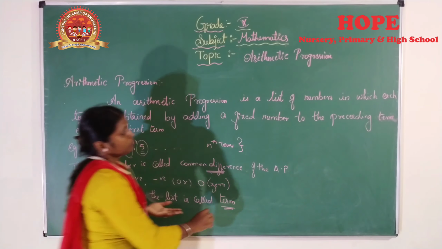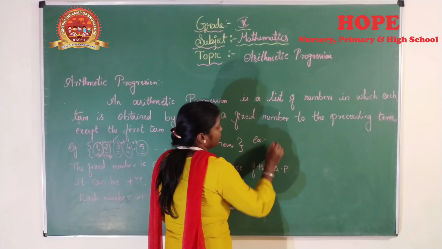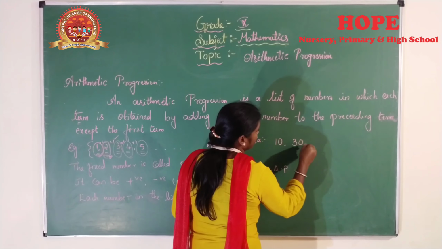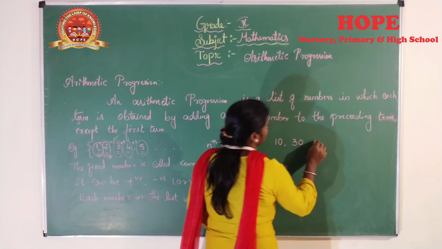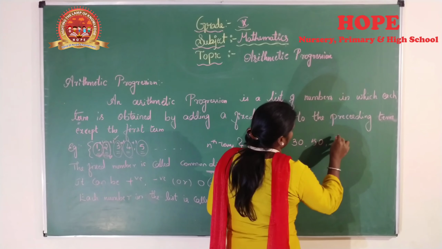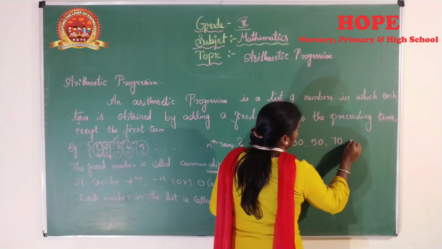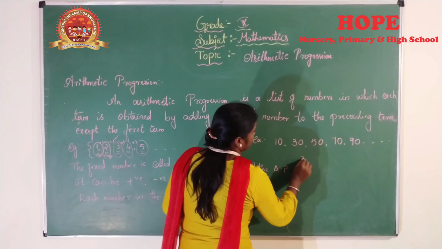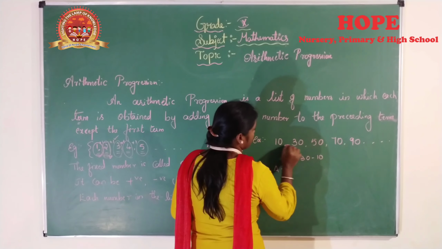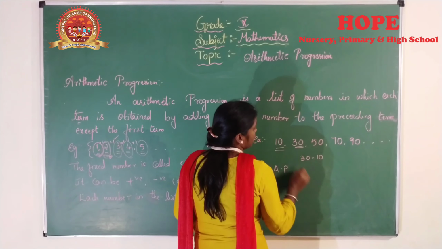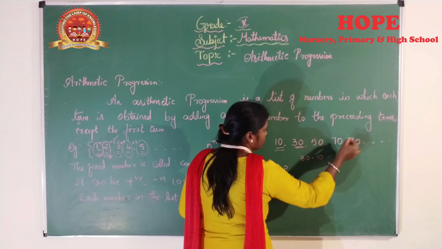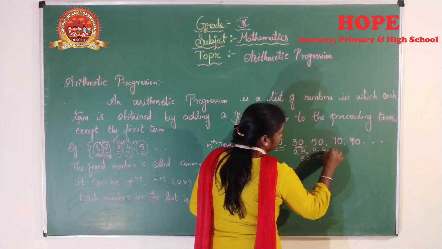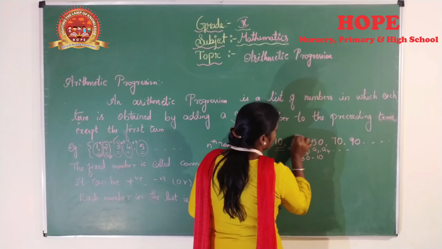For example, one more example: 10, 30, 50, 70, 90. Okay, so on and so forth. If you see here, 30 minus 10, second term minus first term. Here every term we are considering as A1, A2, A3, A4, and so on and so forth. So A2 is 30.